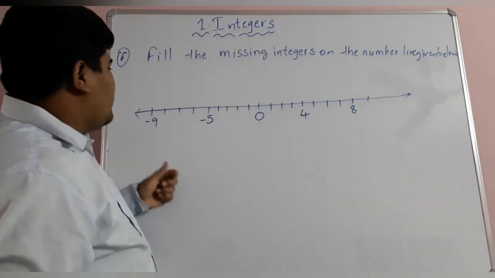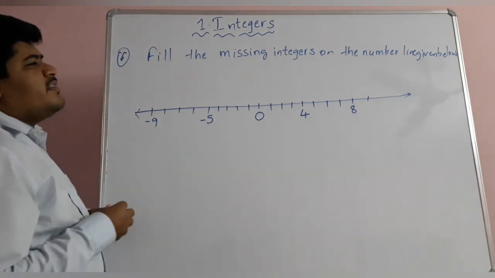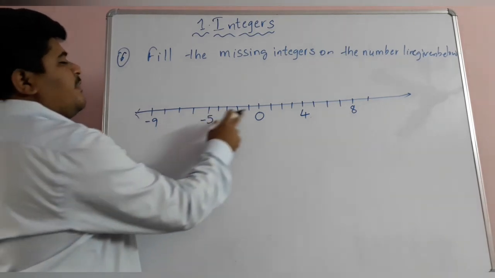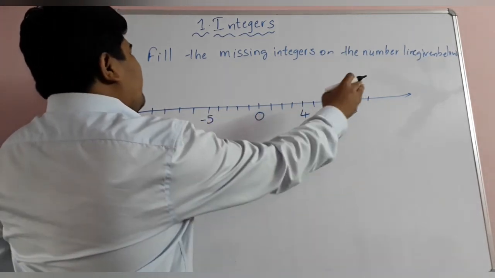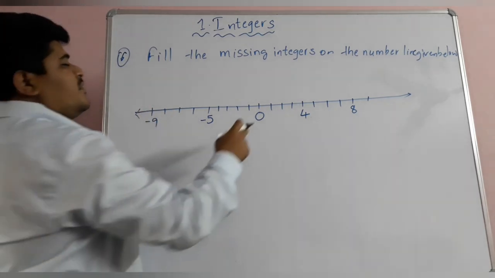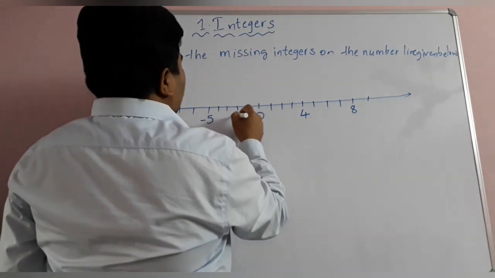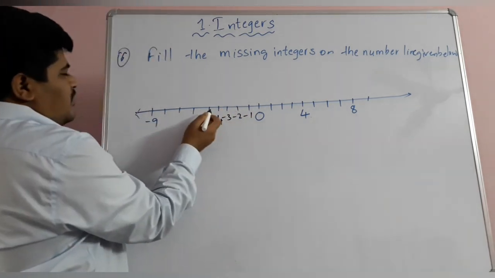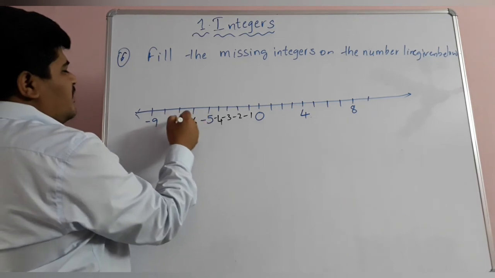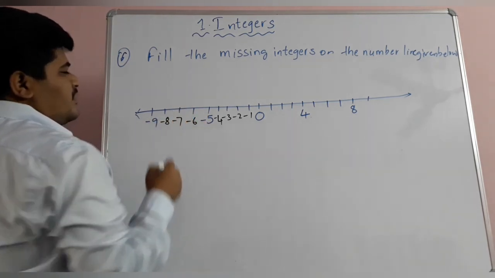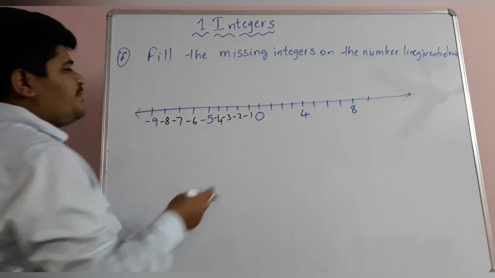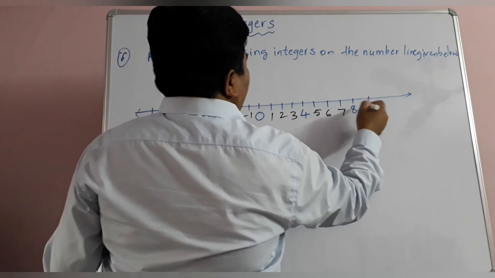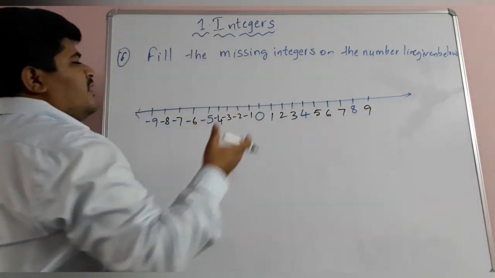Okay. Now let's see problem number 6. Fill the missing integers on the number line given below. So minus 9 is there, children. So 0 in between. To 0 right side positives, left side negatives, children. So 0 is here. So here it is minus 1, minus 2, minus 3, minus 4. So left to minus 5 is minus 6, minus 7, minus 8. Okay, now right side to 0. 1, 2, 3, 4 is here, 5, 6, 7. After 8, 9. So children, we filled all the blanks.